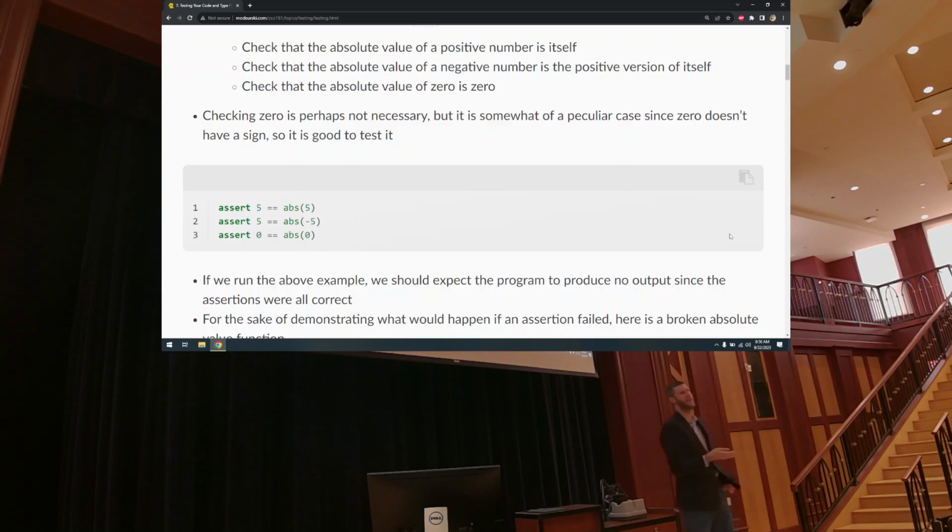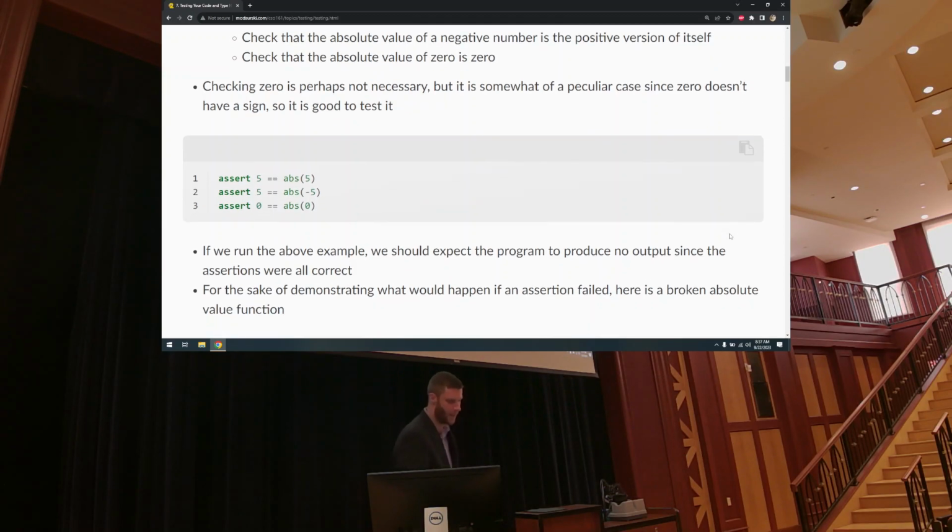Exactly. You just drop the negative if it's there. If it's not a negative, you leave it alone. That's absolute value. Now, we're not going to see the code for absolute value because we didn't write it. But let's pretend that function was written above.